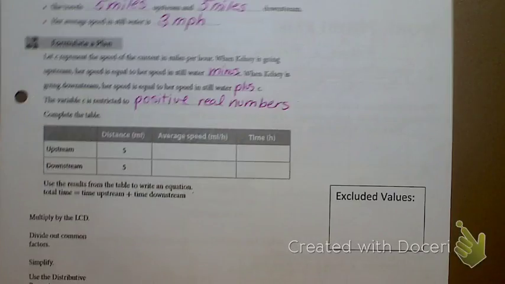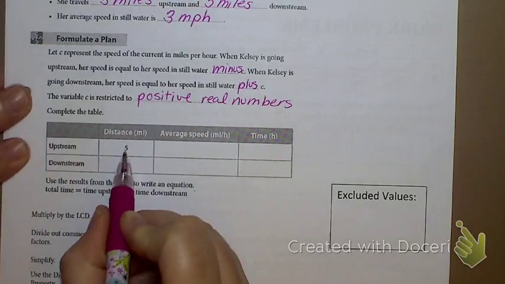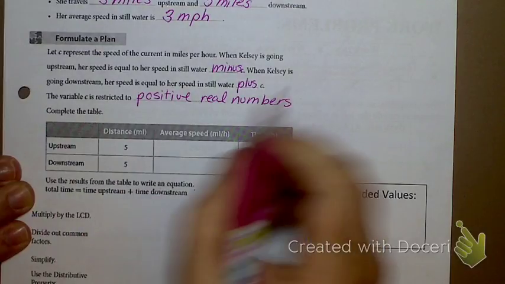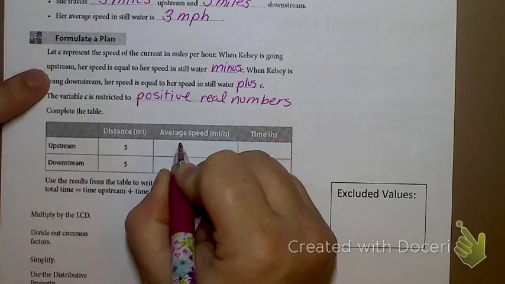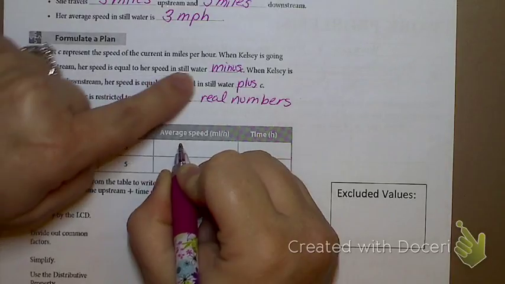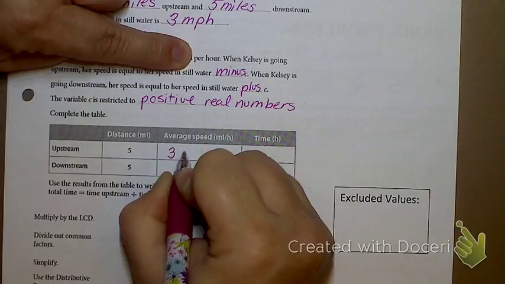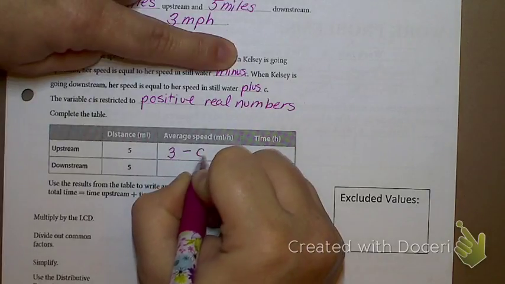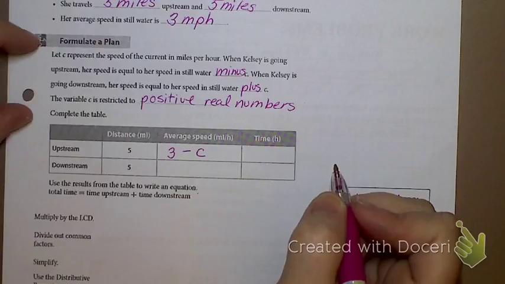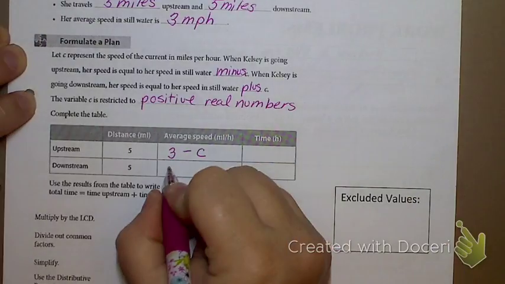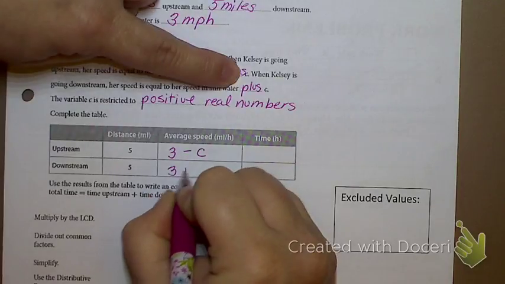Okay, so we're going to complete the table here. Upstream, she goes 5 miles. And downstream, she goes 5 miles. What is her average speed going upstream? Upstream, her speed in still water, which is 3, minus C. That's what I just wrote in the paragraph up above. Downstream would be her speed in still water plus C.